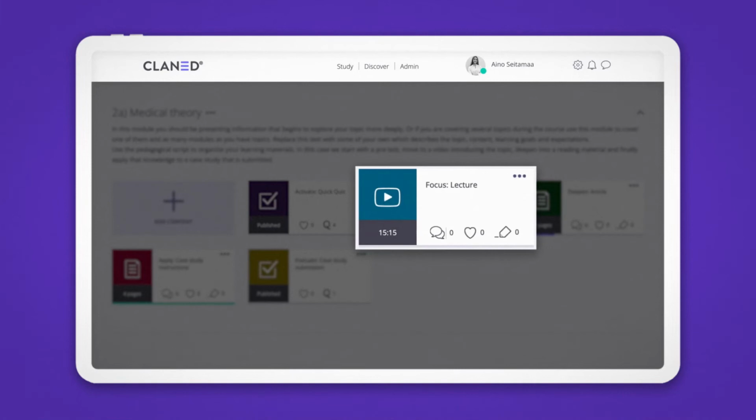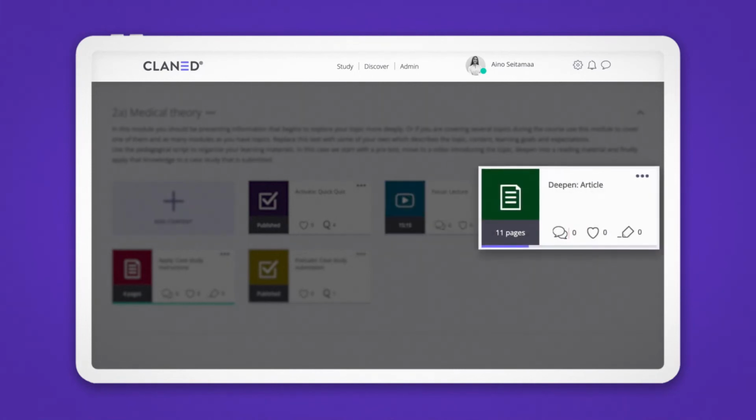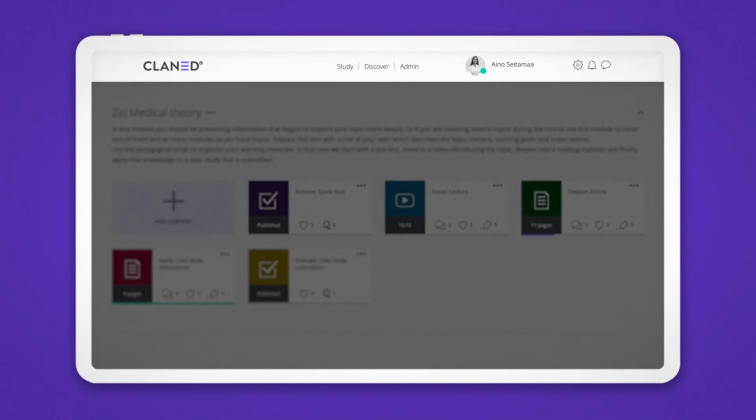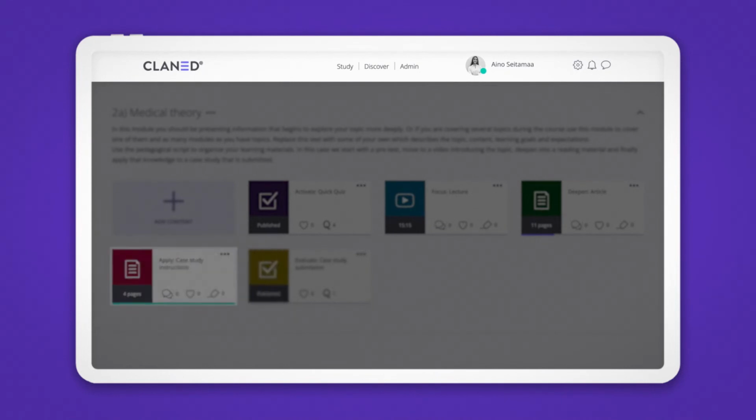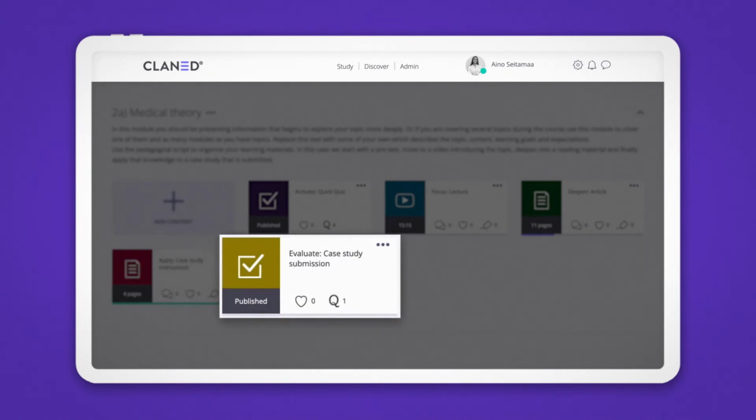We then move on to focusing, where we introduce the main points that we will be covering in the deepening section here. After studying the material, knowledge is applied with a learning activity. And finally, learning is evaluated by the facilitator.